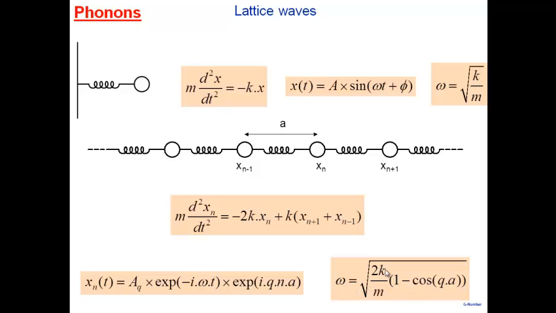Omega is equal to the square root of 2k by m, where k is the spring constant now. K is not a wave vector. So omega equals the square root of 2k by m times (1 minus cos qa). So what is this telling me? Let's arrange this here and let's plot it.